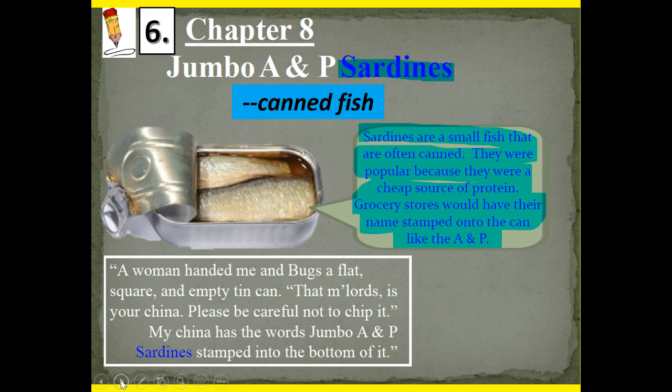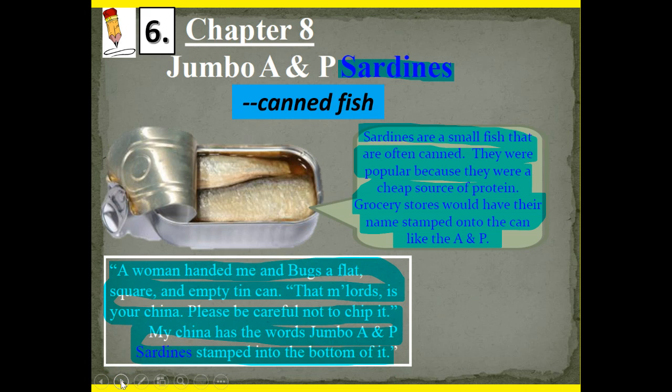They were popular because they were a cheap source of protein. Grocery stores would have their names stamped onto the can, like the A and P. So A and P was actually the name of a grocery store.